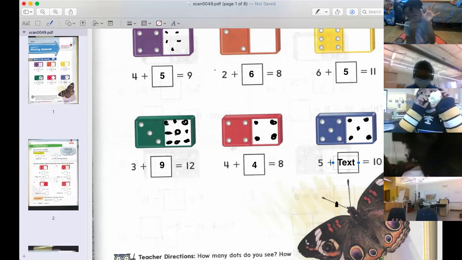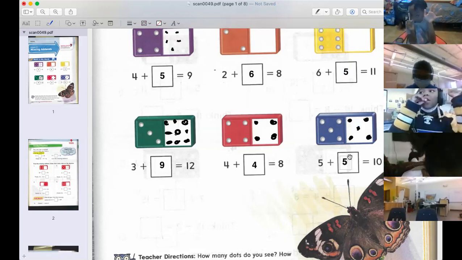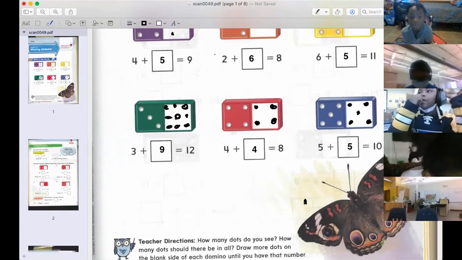Five. 5 plus 5 equals 10. 5 plus 5 equals 10.